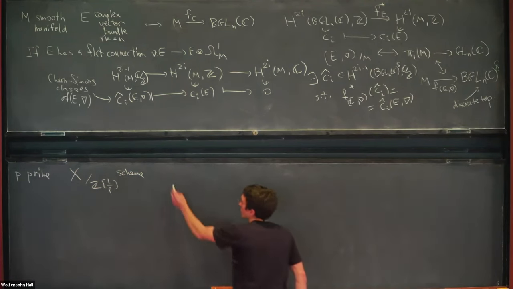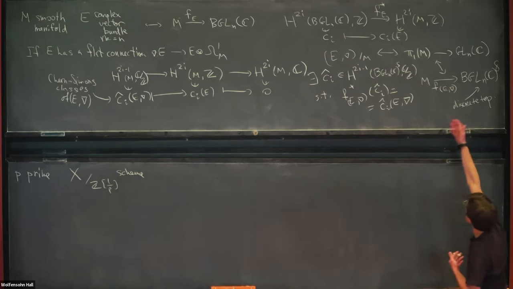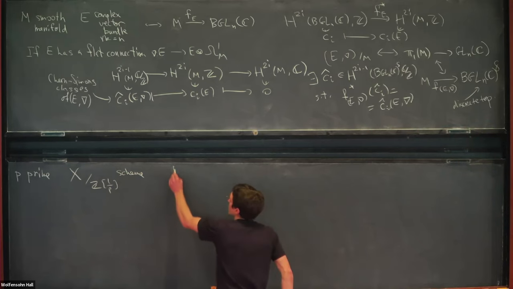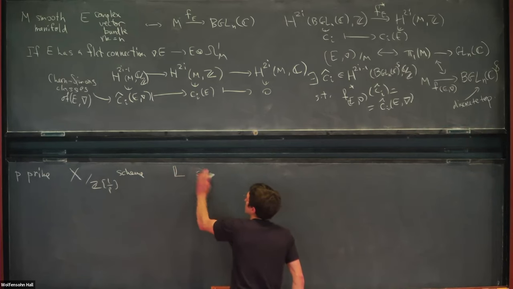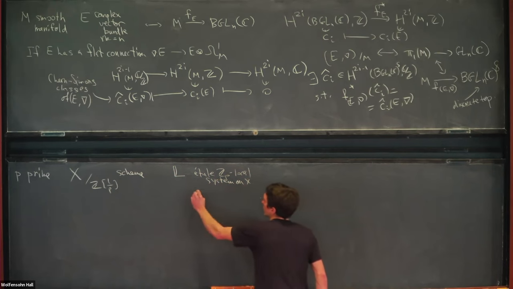And suppose I'm given, now previously I was working with vector bundles with flat connection, which was the same as C-local systems. Now I'll work with Z_p local systems. So suppose that L is an étale Z_p local system on X of rank n.